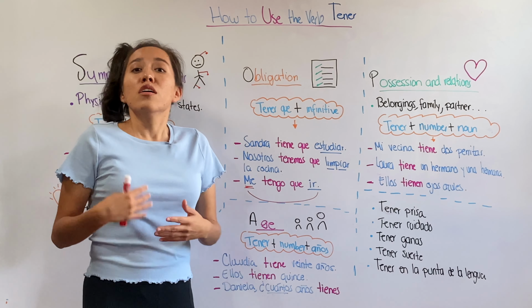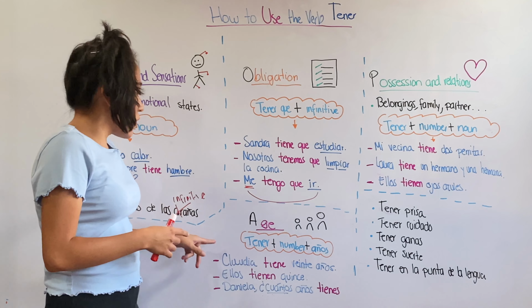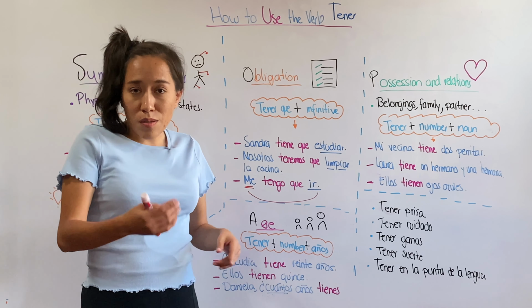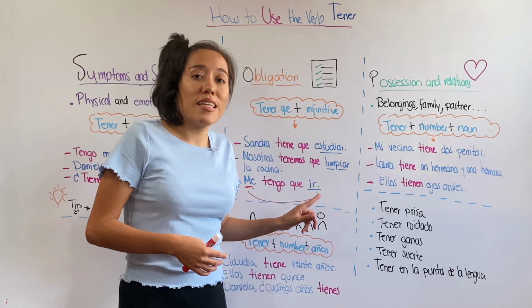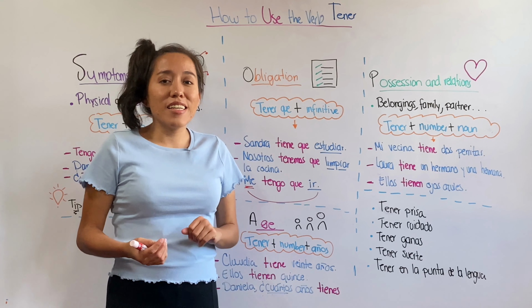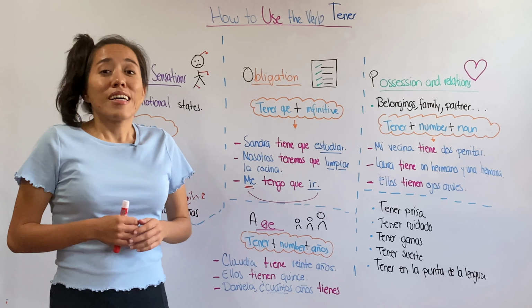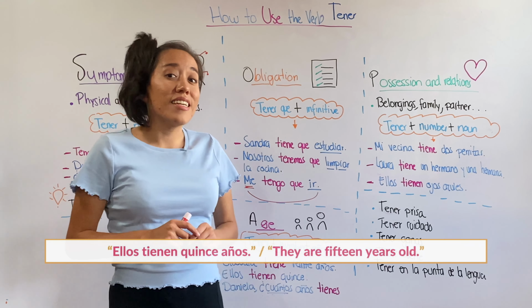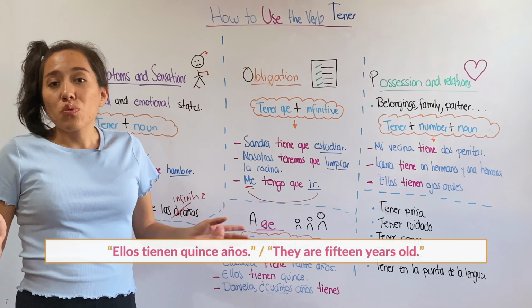But anyway, so yes, you're going to use tener to talk about your age, and to do it, you're going to use tener plus a number plus the word años. For example, Claudia tiene 20 años. Claudia is 20 years old. Ellos tienen 15. They are 15 years old.